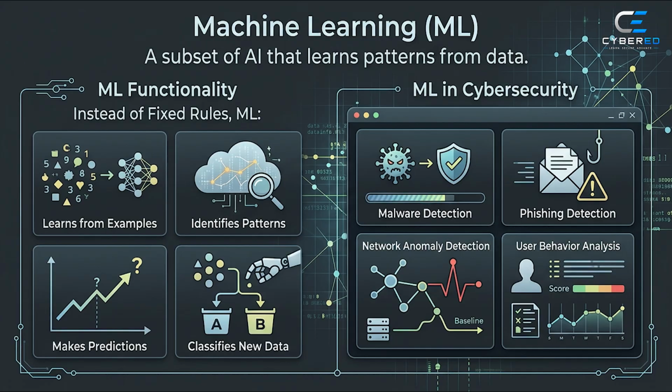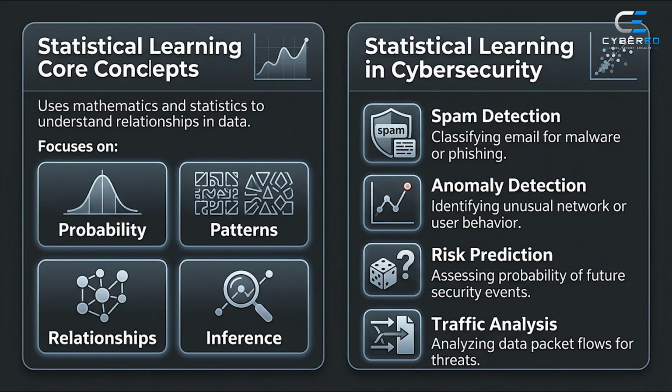Machine learning is a branch of artificial intelligence. Instead of programming every rule manually, we give the system data and allow it to learn patterns. Once trained, the model can apply what it has learned to new information. For example, a machine learning model could learn characteristics commonly found in phishing emails and then classify new emails as either legitimate or suspicious.